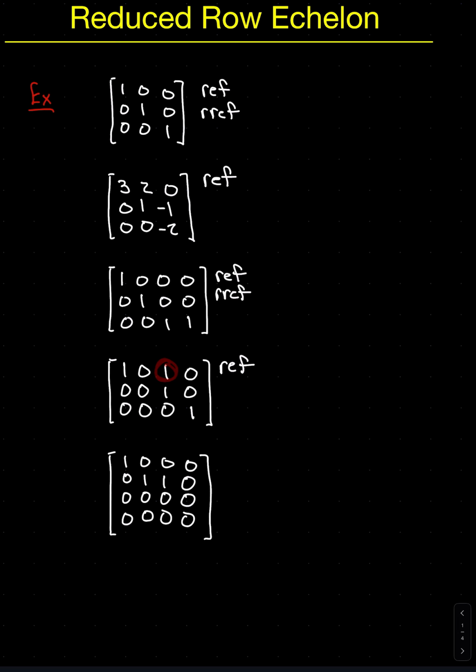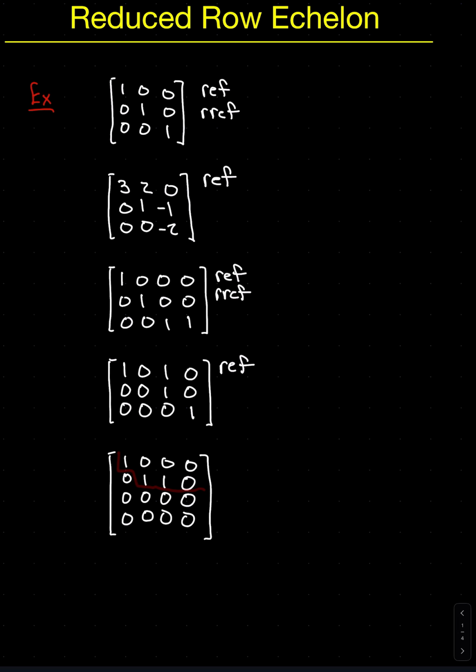But the only problem that makes it not reduced row echelon form is this one right here. In order for a matrix to be in reduced row echelon form, the leading entry needs to be in a column all by itself. And since we have this one here, it fails that. So this is not in reduced row echelon form.